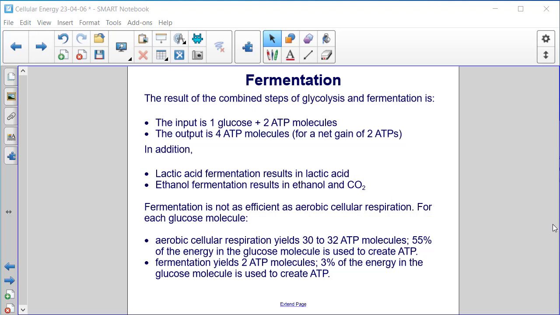Fermentation is not as efficient as aerobic cellular respiration. For each glucose molecule, aerobic cellular respiration yields 30 to 32 ATP molecules. 55% of the energy in the glucose molecule is used to create ATP. Fermentation yields 2 ATP molecules. 3% of the energy in the glucose molecule is used to create ATP.